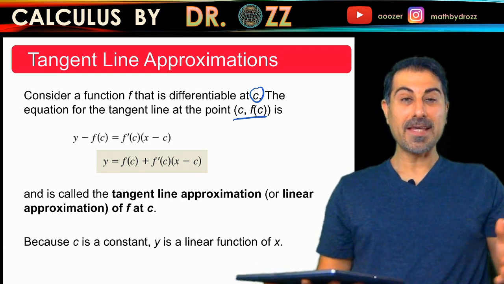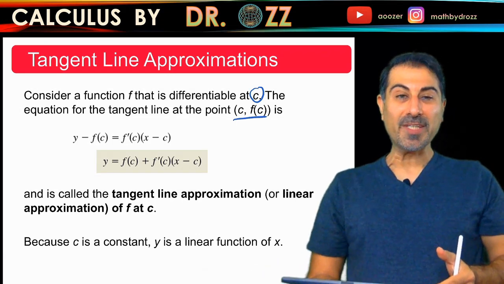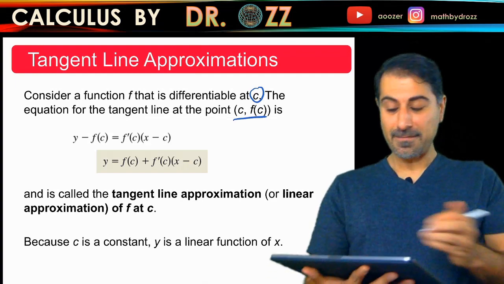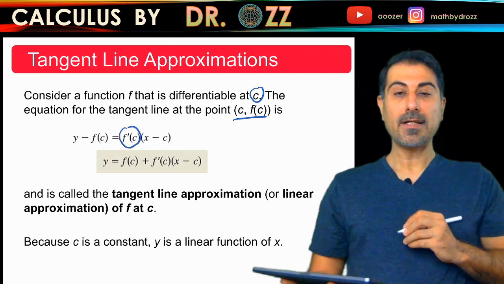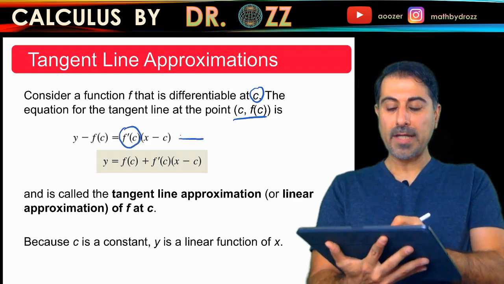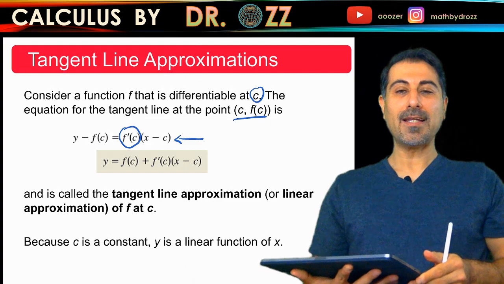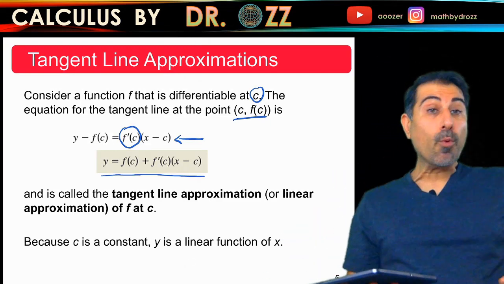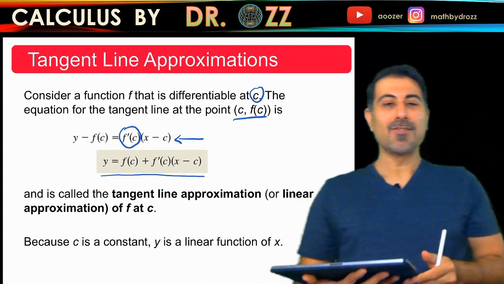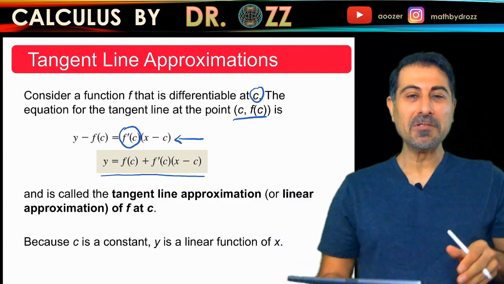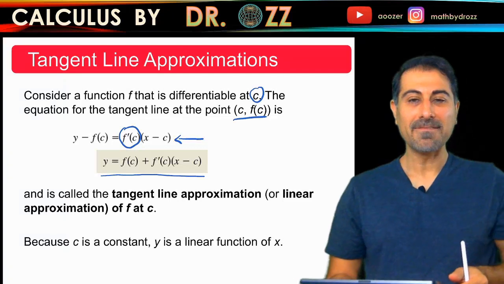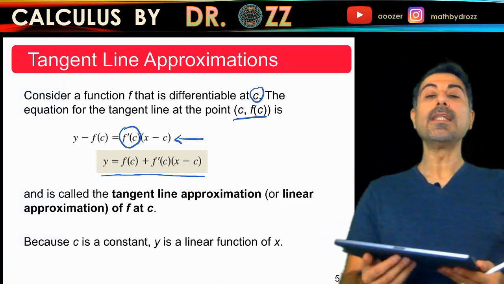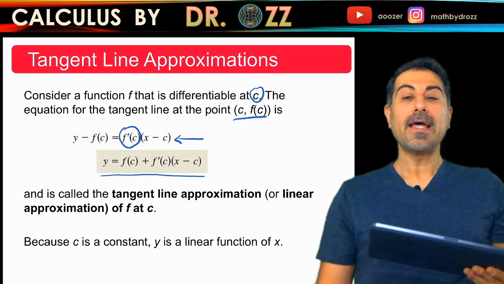And this is something that we have been doing all the time. All we need is the derivative of the function evaluated at C. That's in fact the slope of the tangent line, and we write down the point slope form of the tangent line. If you solve this for y, you get the equation of the tangent line. We call it the tangent line, but right now we're going to use it for the purpose of approximating a function, and this is called the tangent line approximation or linear approximation of f at C.